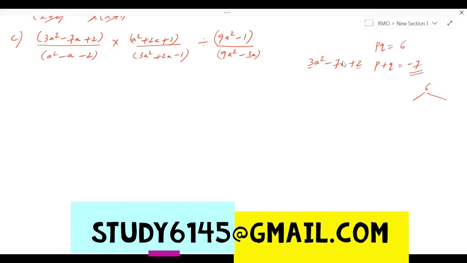But 6 and 1. Okay, 6 and 1. But if we add up this, we'll get 7. We won't get minus 7. So minus 6 and minus 1. Good, perfect. So let's write down 3a square minus 6a minus 1a plus 2. Now let's try to factorize or simplify this.